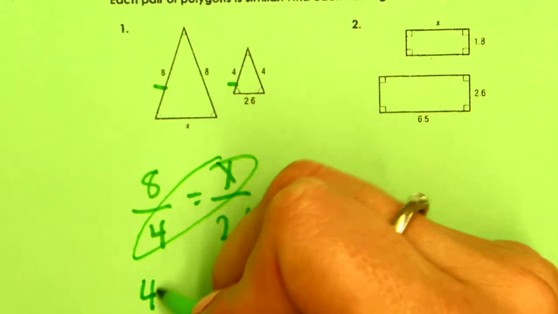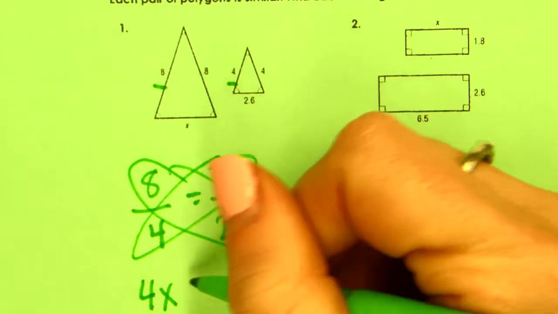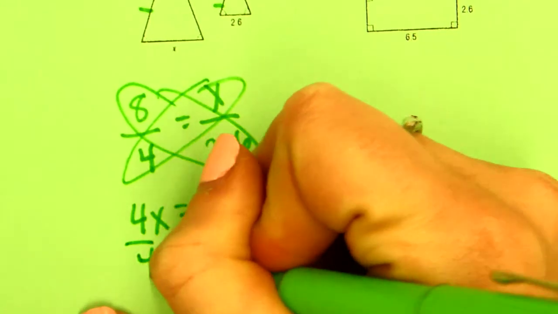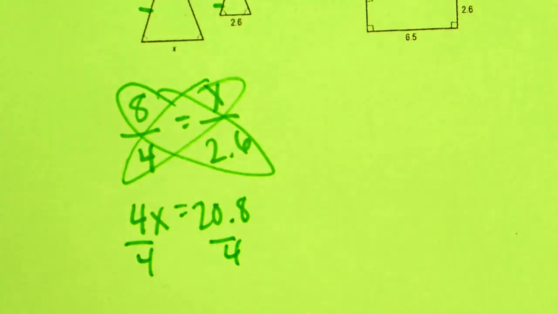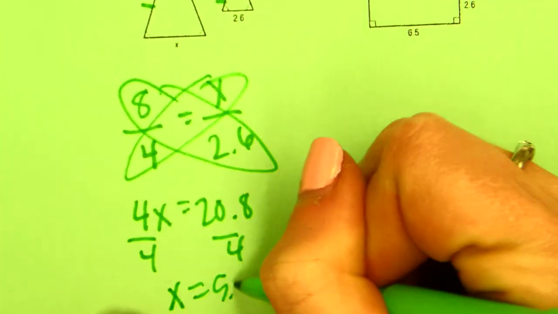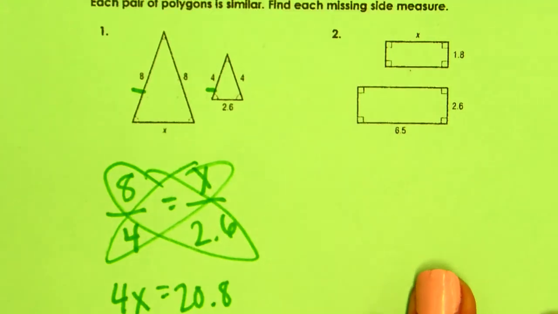4 times x is 4x. 8 times 2.6, I'll have to use my calculator, is 20.8. Then I'll divide by 4. So x is 5.2 units. And then we'll do number 2.